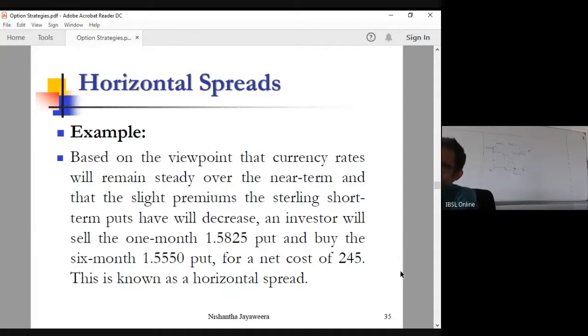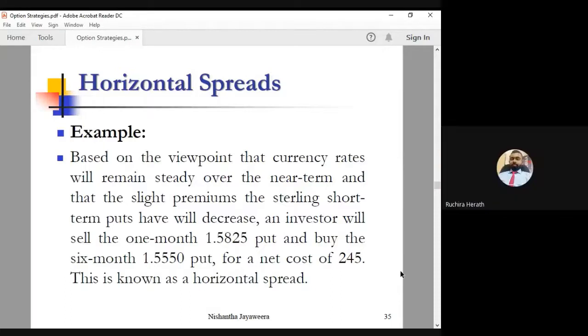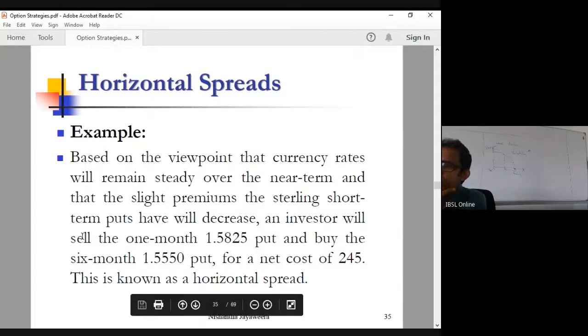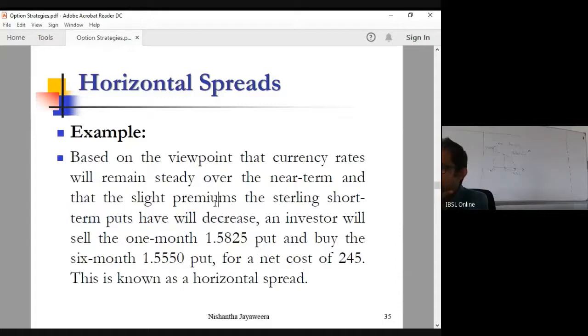So based on the viewpoint that currency rates will remain steady, that means when you say price remains steady, volatility, is it high or low? Low. Premium will be low. So then the premiums of the sterling short-term puts will decrease. So what would happen when the volatility is low? Short-term puts price will go down.